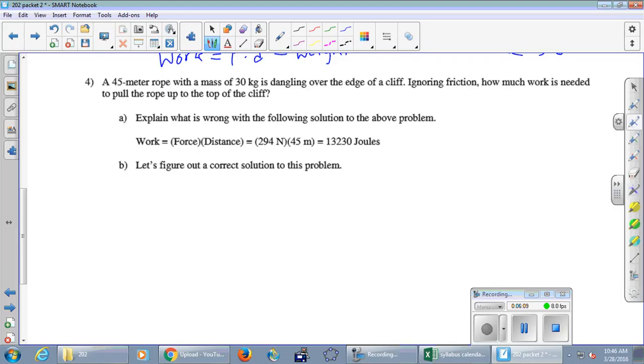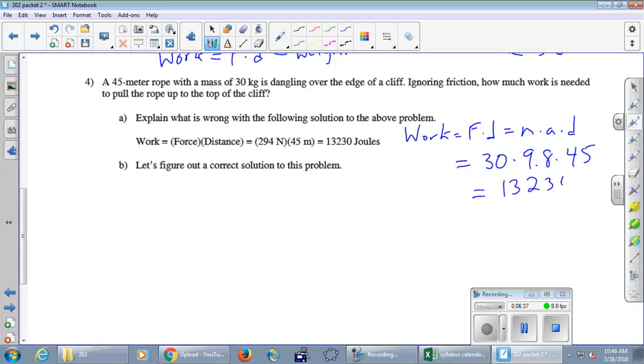So the standard wrong way to do this is this force times distance business. Well, that's okay. And then mass times acceleration times distance. We're still okay here. What's the mass of the entire rope? 30 kilograms. Acceleration is still 9.8. The distance the entire rope is going is 45. So you can crunch those numbers together. It's already been done. It turns out to be 13,230. So what's wrong with that?